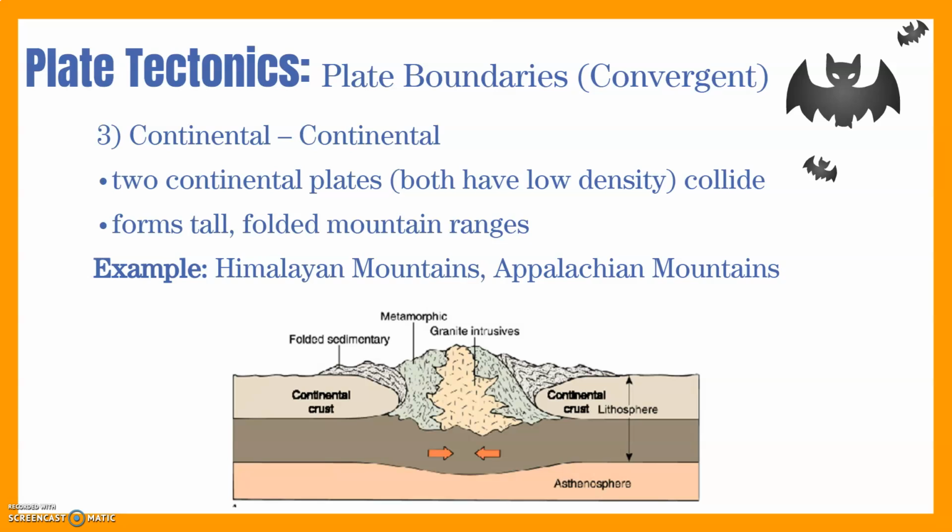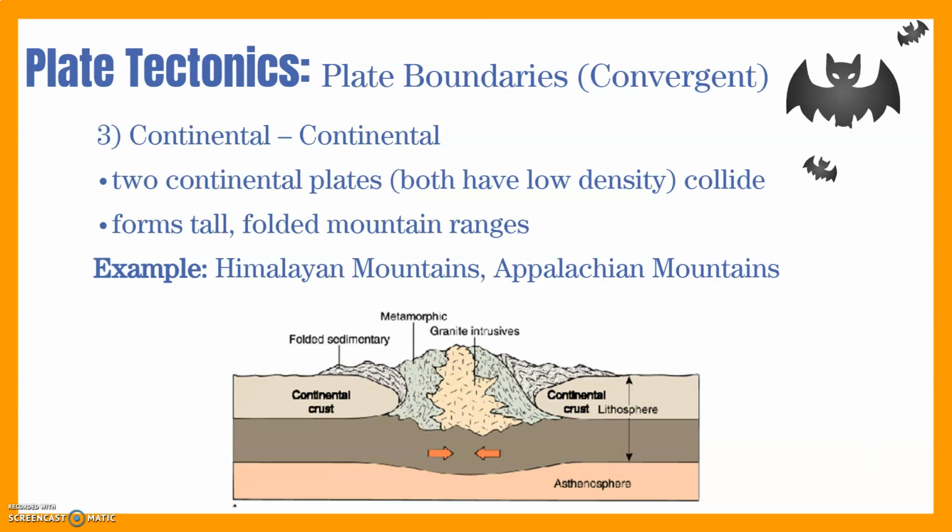Another really good example is one that's not too far from here, and that's the Appalachian Mountains. Now, they're no longer forming. The Appalachian Mountains formed about 250 million years ago, and that's during the time of a supercontinent called Pangaea. And at that time, Africa was crashing into the coast of the United States, and it made the Appalachian Mountains. So another good example of that.